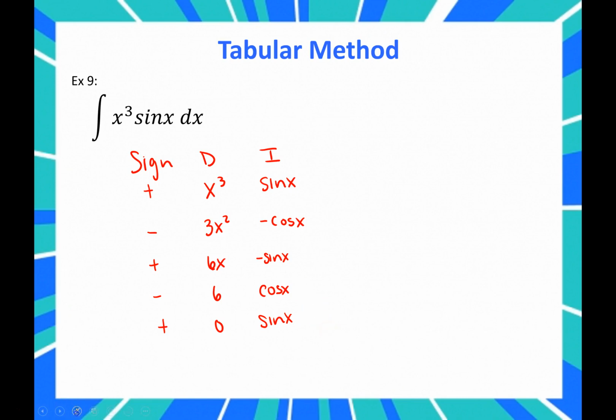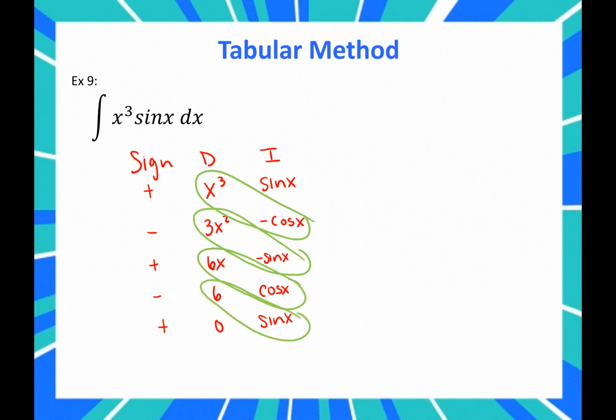All right, at this point, we're going to do our circles. So I'm going to circle this, here, and there. So I'm going to have a positive x cubed times negative cosine x minus, see I write down my minus, and now I'm going to have 3x squared times a negative sine x. Okay, now I have a plus 6x cosine x. And then last but not least, I have a minus 6 sine x.